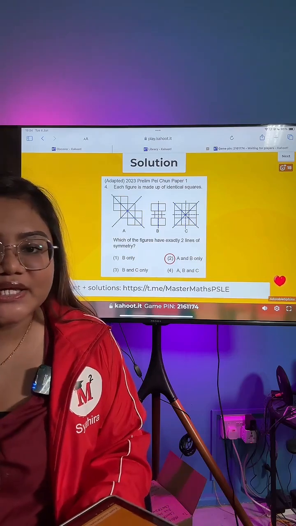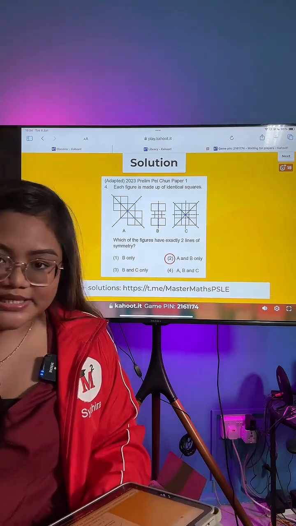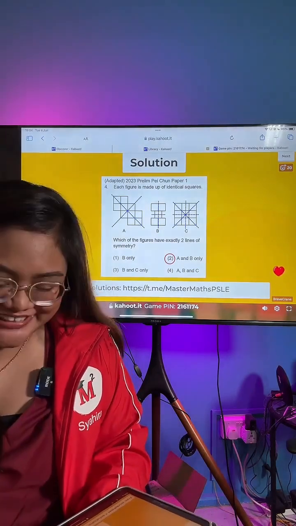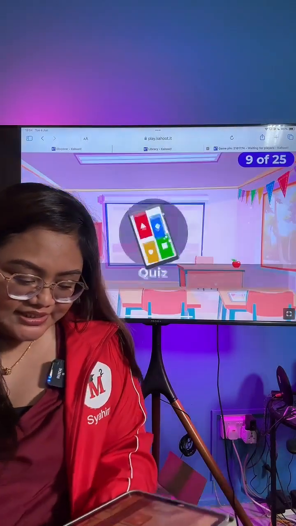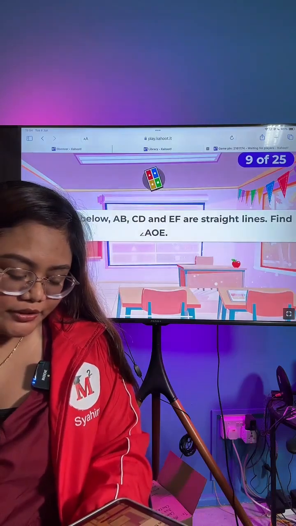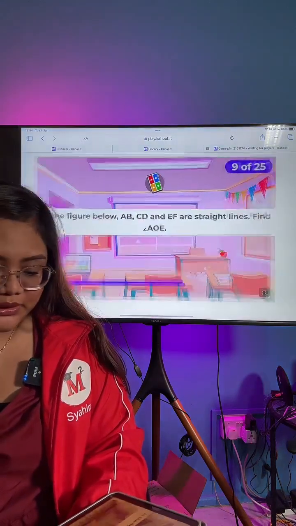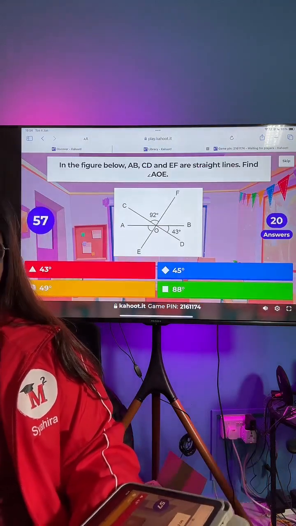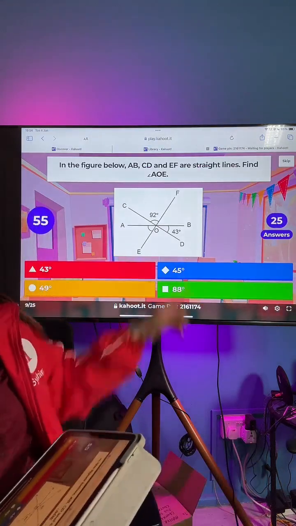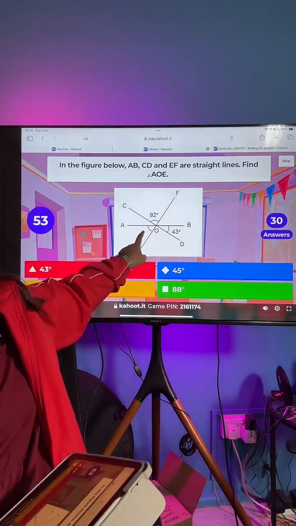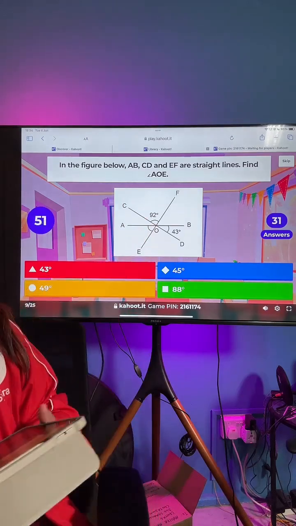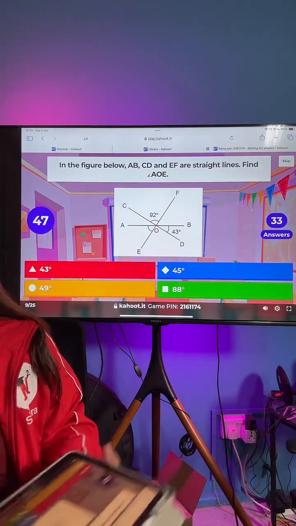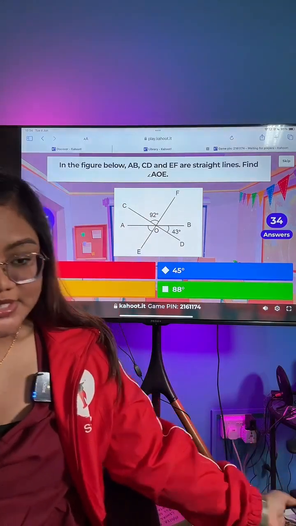Ready. Okay, let's go. Let's aim to finish at 8:30. Not 8 o'clock, 8:30, okay? Alright, let's go. Question number 5 now. In the figure, AB, CD, and EF are straight lines. Find angle AOE. We have 43 degrees, 45 degrees, 49 degrees, and 88 degrees. Let's go. No calculators allowed, yeah?